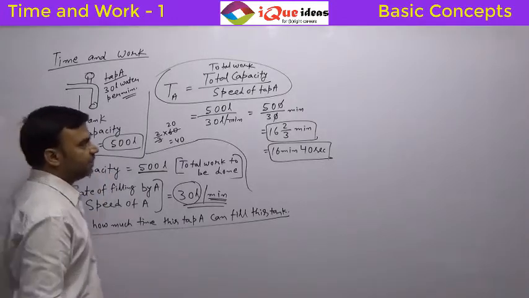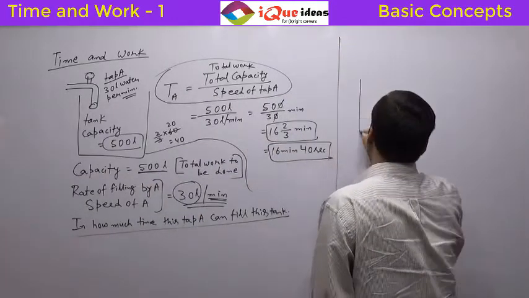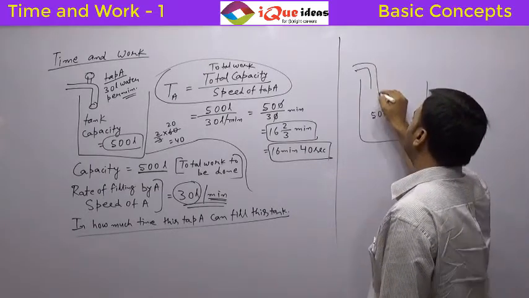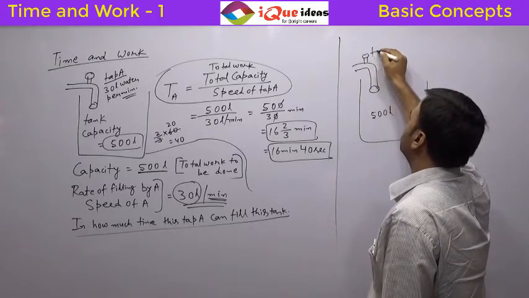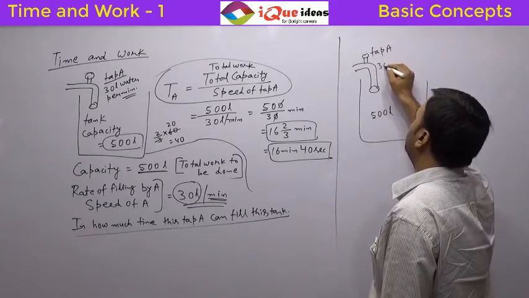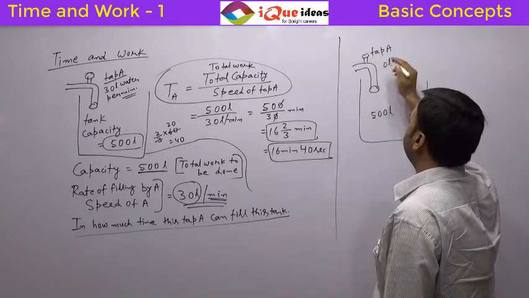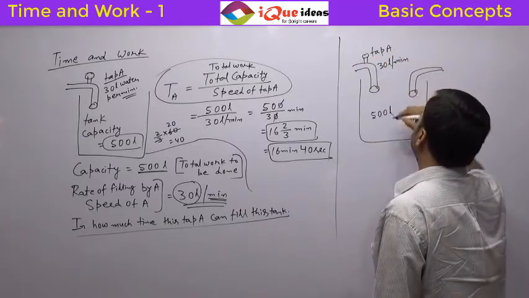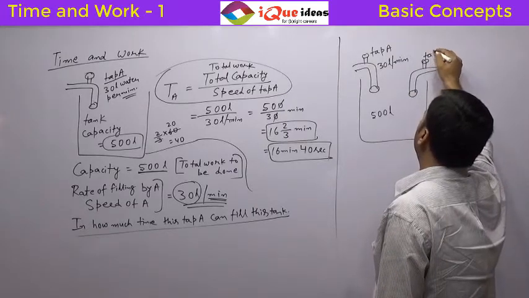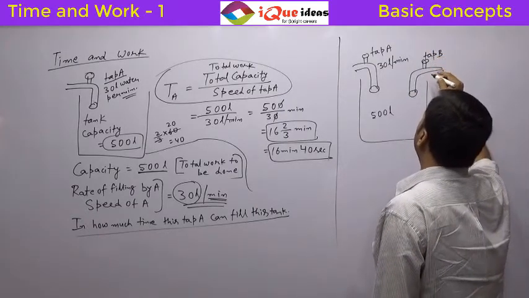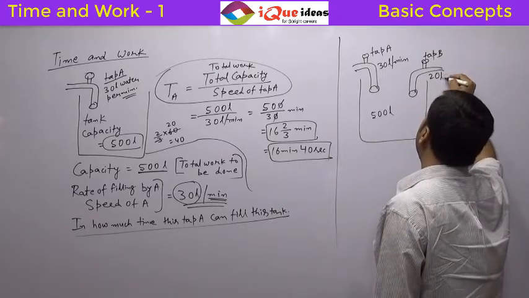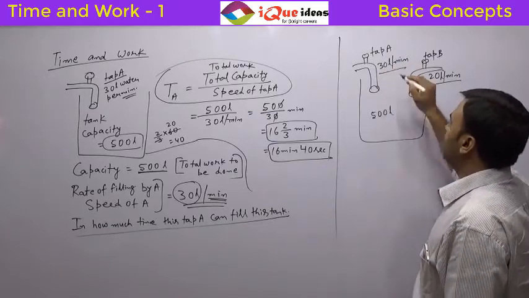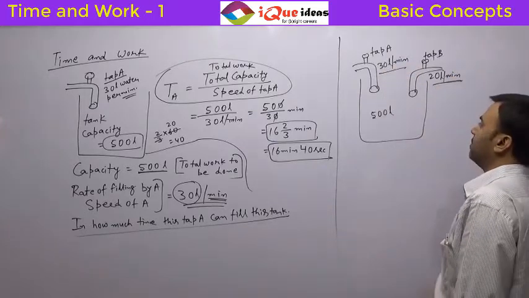Alright, let's take another situation. Suppose we have the same tank of 500 liter capacity and there are two taps working in it. Suppose this is tap A. It fills 30 liters of water per minute. And there is another tap which is, let's say, a smaller one. Let's call it tap B. It fills 20 liters of water per minute. So tap A fills 30 liters per minute, tap B fills 20 liters per minute.